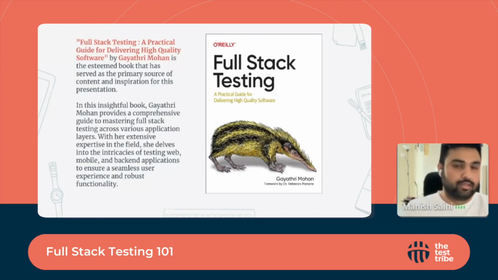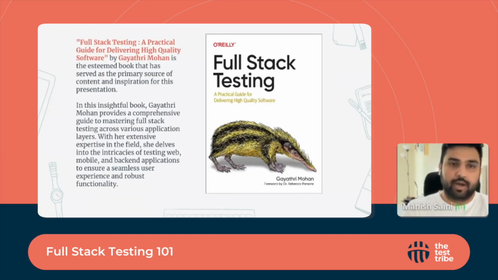Now, this whole presentation, the main things which I have taken from full stack testing, it's a great book by Gayatri Mohan. As Vansika has told you, we have a session from Gayatri Mohan also in the future, so you should join that. If you want to deep dive into the full stack testing part, I highly recommend this book. It is very insightfully written by Gayatri Mohan, and it consists of all the full stack testing skills and how you can test them.